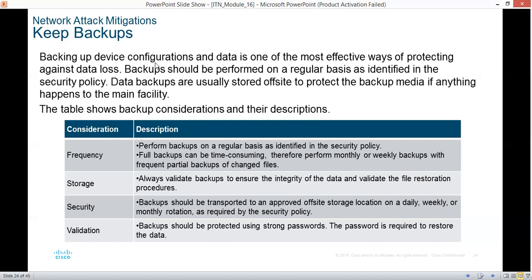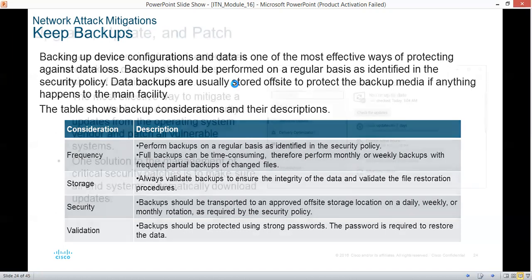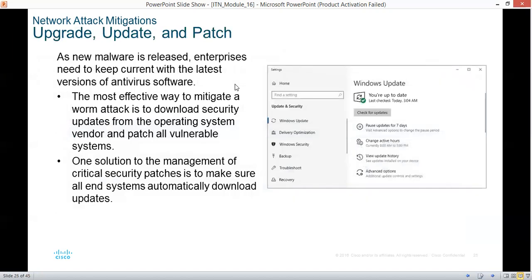So you must make sure backup is key in everything you're doing, because once there's a compromise, the next thing is that you have to fall back to your backup. So on network mitigations, looking at upgrade, update, and patch, because at this level, you're looking at mitigation. So what do you do to mitigate against this attack or these vulnerabilities once a threat actor launches an attack? You have to look at upgrade, update, and patch.